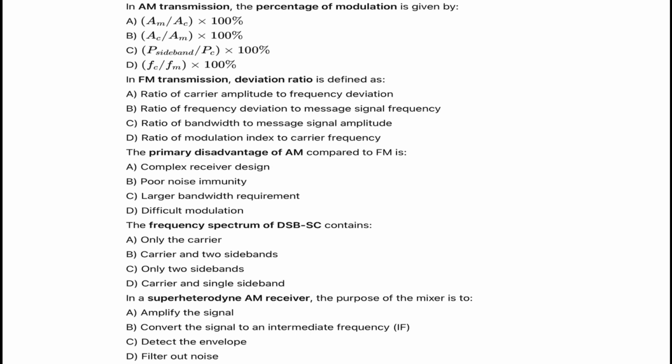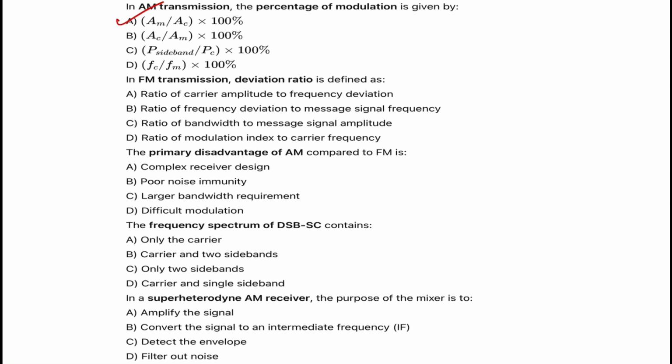The percentage of modulation is given by option A, Am by Ac into 100, option B, Ac by Am into 100, option C, P sideband divided by Pc into 100, option D, Fc by Fm into 100. The percentage modulation is given by option A, that is Am by Ac into 100 percent.